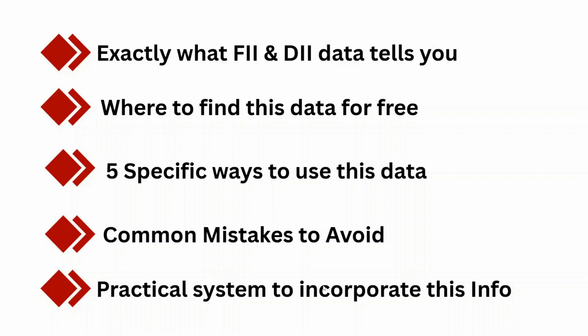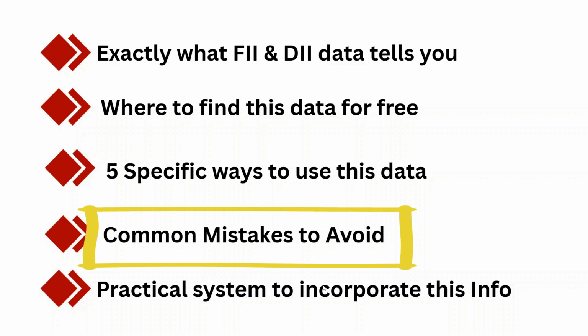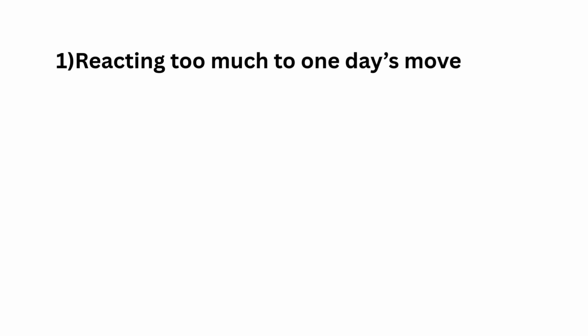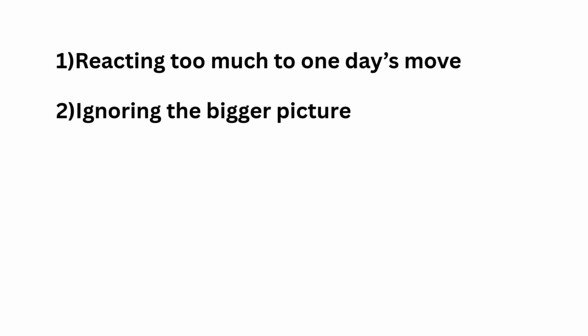In any system you're following, there will obviously be some common mistakes retail traders generally make. The first mistake is overreacting to single day movement. Whenever you see a strong green candle or red candle, there is a high possibility that you assume that institutionals are entering. So always look for a pattern over at least 3 to 5 days or 2 to 3 weeks.